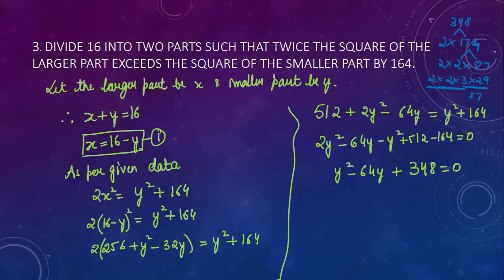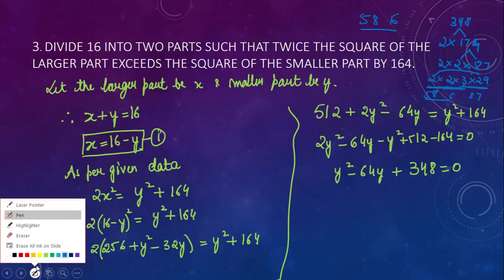Then 2 into 29 will be 58, and then 6. So 58 plus 6 is 64. Yeah, we got it. So we took 2 into 29 and then 6. So 6 and 2 into 29 will be 58. So minus 58 minus 6 will be what? Minus 64, right?